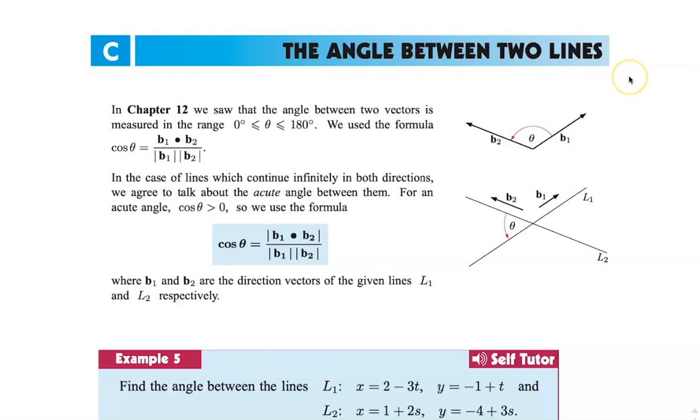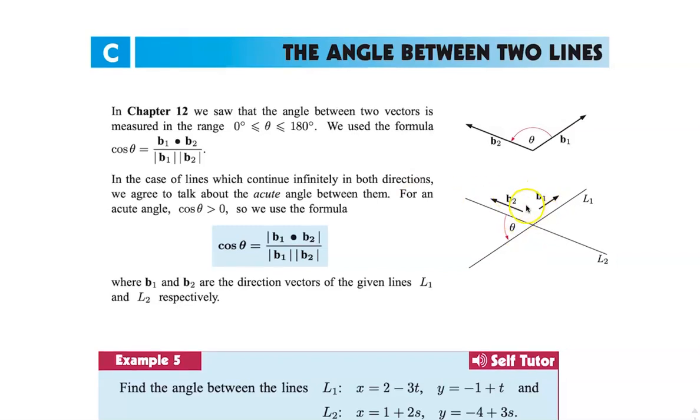Angle between two lines. So in this lesson, we're going to talk about how to find the angle between two lines. Now, earlier we actually found the angle between two vectors, which was this formula here. But if we want to find the angle between two lines, what happens there? Well, when you find the angle between lines, you actually have two options.